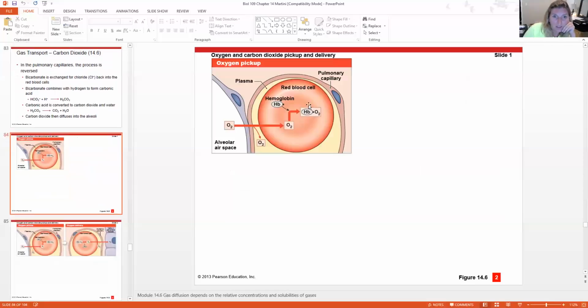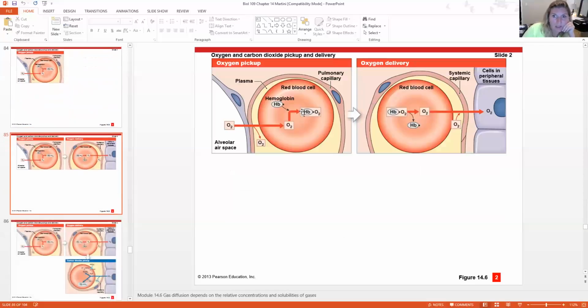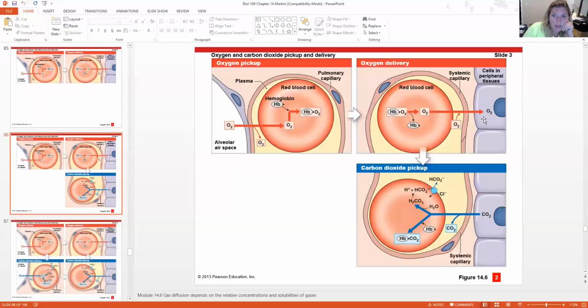You have oxygen pickup. Oxygen's coming from the alveoli into the blood, either dissolving in the blood, reacting with hemoglobin to form oxyhemoglobin. Here it's going to go into our peripheral tissues and be absorbed. And then carbon dioxide is going to be released from those peripheral tissues and go into the blood. From here, it can either dissolve in the blood, it can form carbamine hemoglobin or bind to a hemoglobin molecule, or it can form bicarbonate.